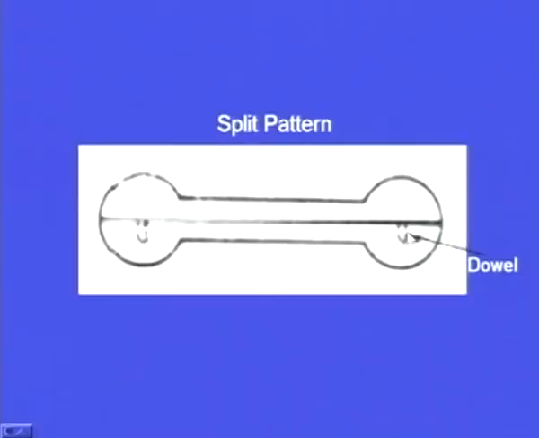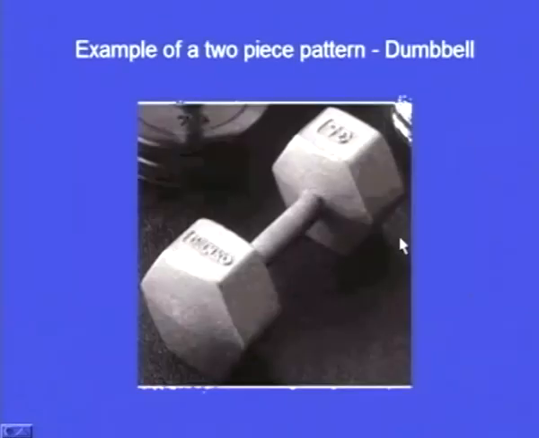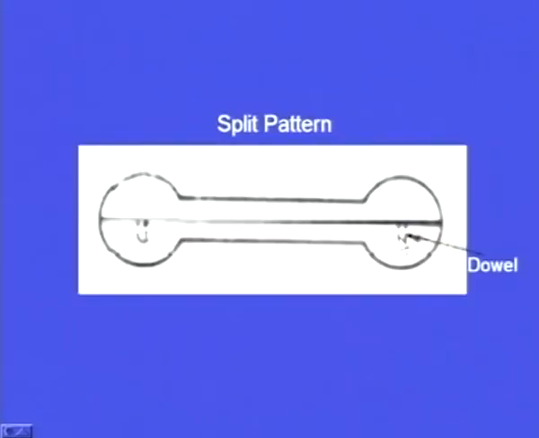So, this is the split pattern. For example, this is the pattern required when we need to manufacture a dumbbell. So, the pattern is split into two pieces, upper half and lower half, and there will be one dowel pin for the upper half, and there will be a hole for the lower one. The pin has to rest in the hole, then they will be properly aligned.